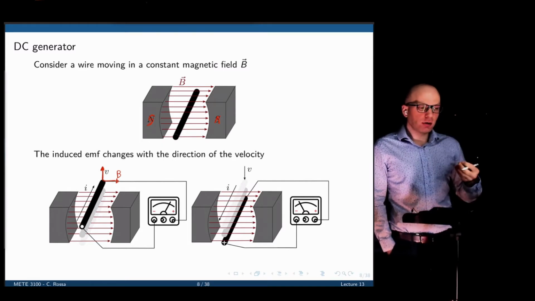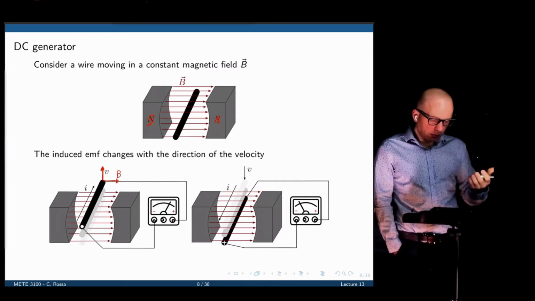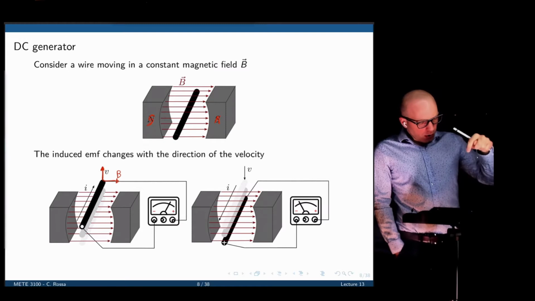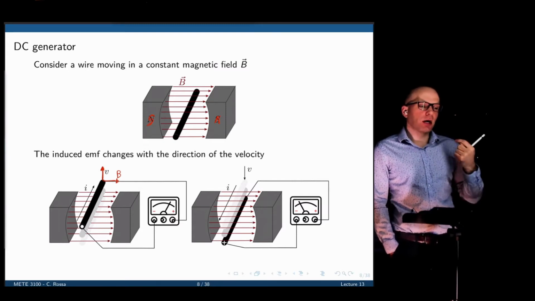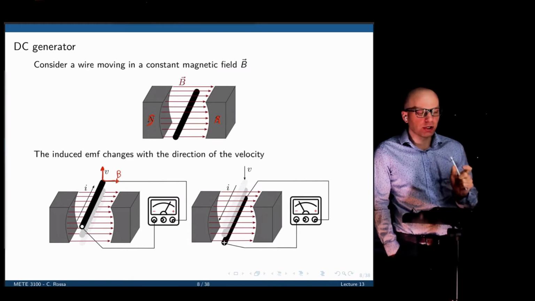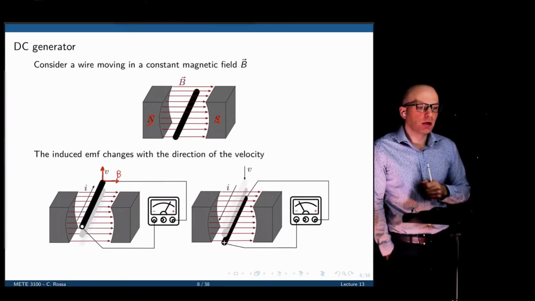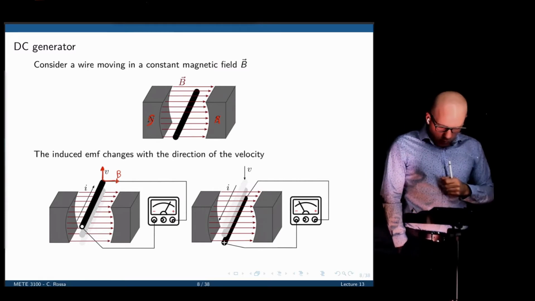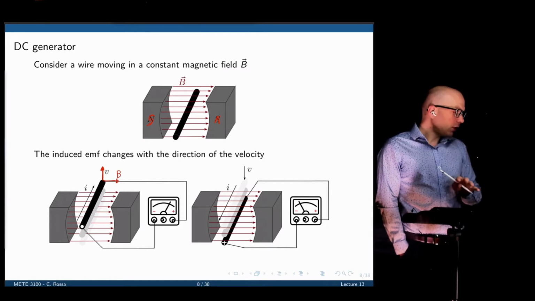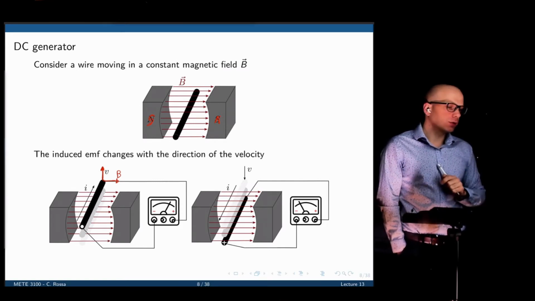Now, if you reverse the speed, now the speed points downwards, you can apply the same rule. Try it at home, nobody's looking at you. You'll see that the current now comes out of that wire, right? And the polarity of the back EMF now switches depending on the direction of the motion. Any questions so far? Are these two concepts fine, and this one as well?